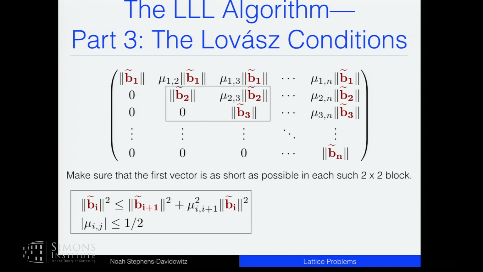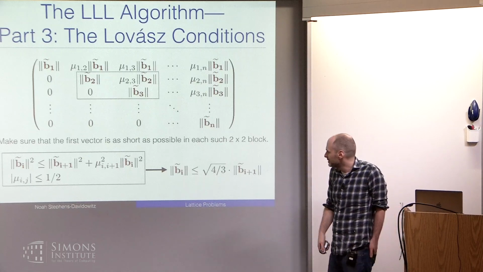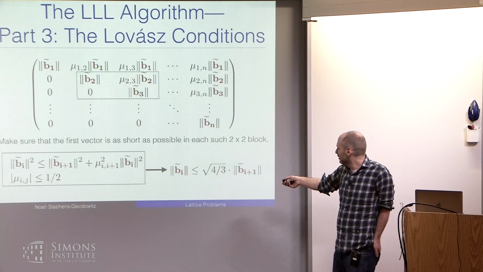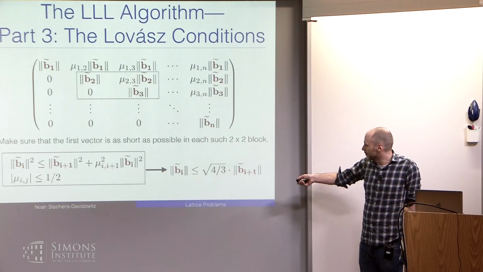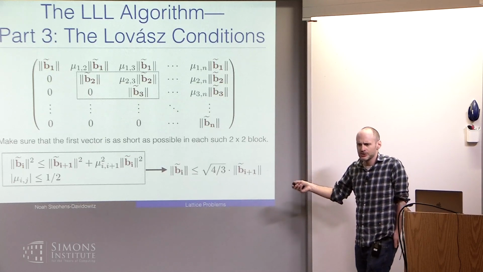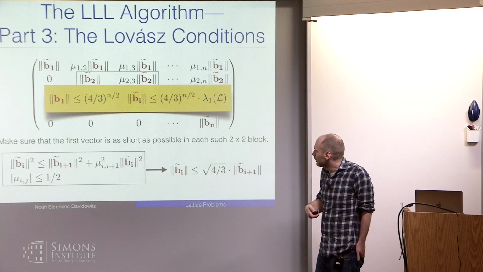So yeah, this is making sure that the first vector is as short as possible. And the same analysis that I did before still goes through. This implies just these two conditions together by just subbing in half for mu ij. You see that the norm of bi tilde can't be much larger than the norm of bi plus 1 tilde. The way we typically phrase this is that the Gram-Schmidt vector shouldn't decay too rapidly. The norms shouldn't go down too fast.